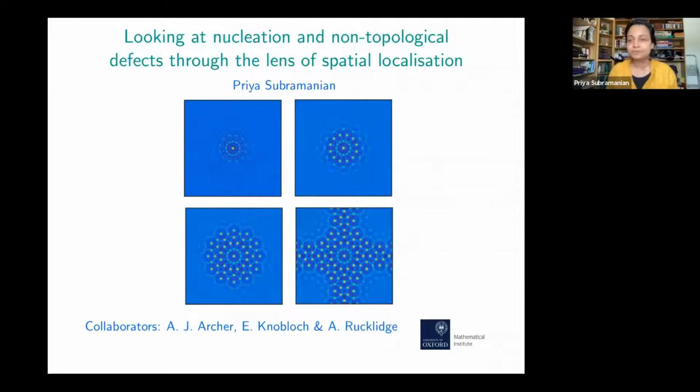So with that in mind, I'm going to talk about two different topics and how they can be linked in the context of what I call spatially localized states. This is joint work that I've done with Andy Archer at Loughborough, Edgar Knobloch at Berkeley, and Alistair Routledge at Leeds. To a first approximation, a localized state is like one of these four examples that you see on this page.